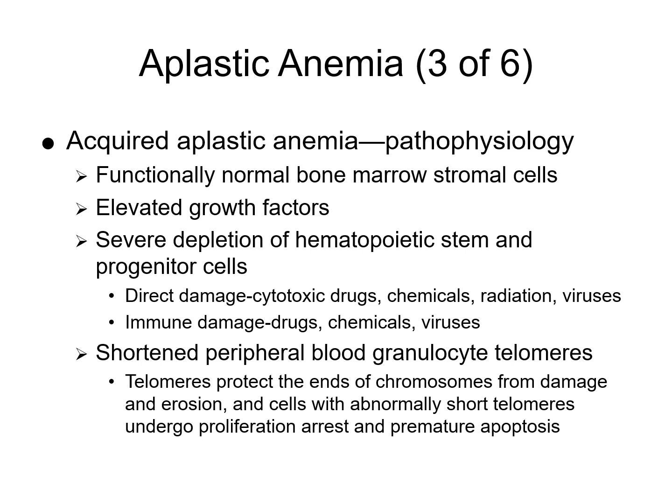Another thing is the telomere shortening. So peripheral blood granulocytes often have shortened telomeres in aplastic anemia. The telomeres are a repetitive DNA sequence at the chromosome ends, and these help protect chromosomes from degradation. So if we have shortened telomeres, it can result in loss of chromosomal stability, proliferation arrest of stem cells, and premature apoptosis of those hematopoietic cells.